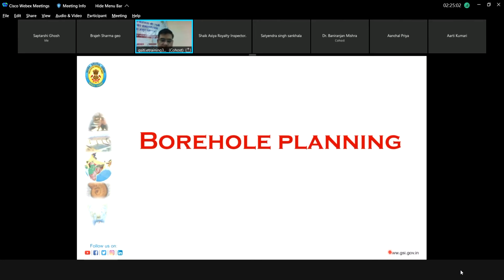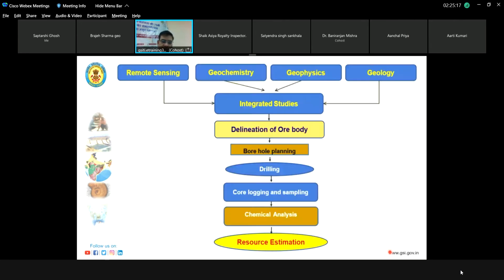Then we come to borehole planning. As you already know, in UNFC it is fixed which minerals, which bodies, irregular habit, lenses, or something else. So we have to put the boreholes accordingly. The spacing of boreholes will be like that. Then we have to go for the planning of the borehole. This planning will take the gist of the remote sensing data, geochemistry data, geophysics data, and geology data.